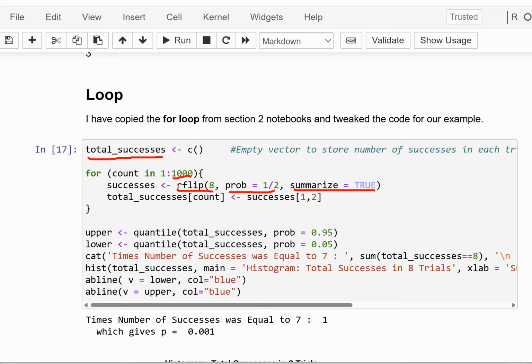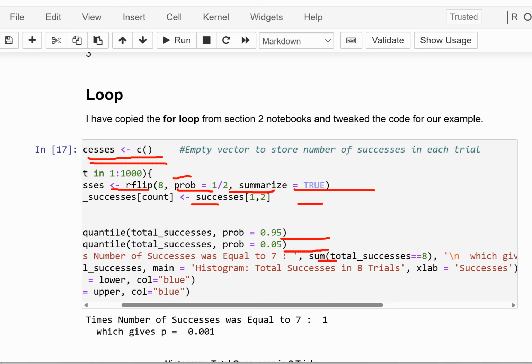Then what are we doing? Successes is that data frame object, so the row column notation is working to say what? Well, for that particular time through the loop, how many successes there were. What we're simulating is the number of cups of tea that were successfully identified out of 8. Now total successes is our data vector, right? So we get the 95th percentile and the 5th percentile. And notice that I've created this cat function here where we can assess how many successes there are.